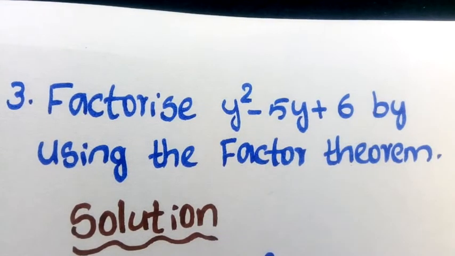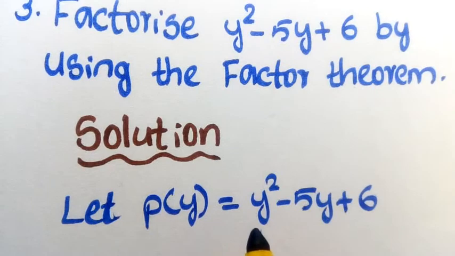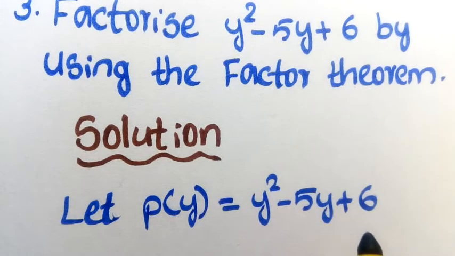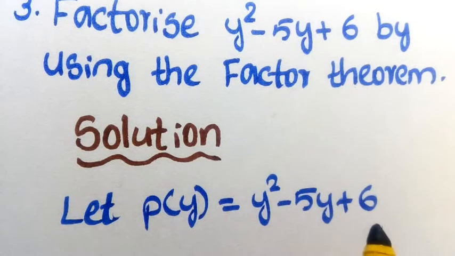Let us check the solution. Let p of y is equal to y square minus 5y plus 6. If p of y is equal to y minus a into y minus b, then the constant term will be ab. Here the constant term ab is equal to 6. So to look for the factors of p of y, we look at the factors of 6.